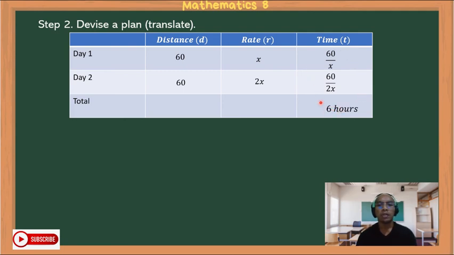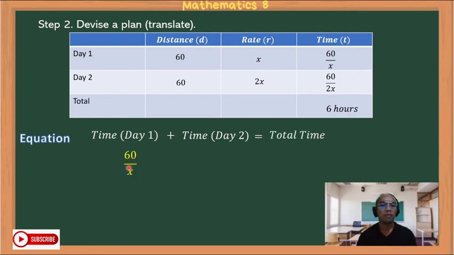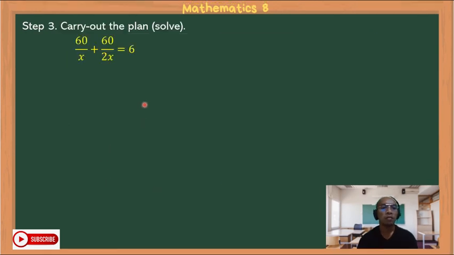So the total time Meggy traveled is 6 hours, both on the first day and the second day. So how are we going to make an equation? Time travel in day 1 plus time travel in day 2 is equal to the total time traveled in day 1 and day 2, that is 6 hours. The first time is 60 over x plus 60 over 2x, and that is equal to 6 hours. So we have now the equation. So we will now solve this equation.